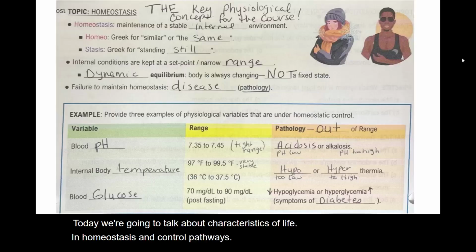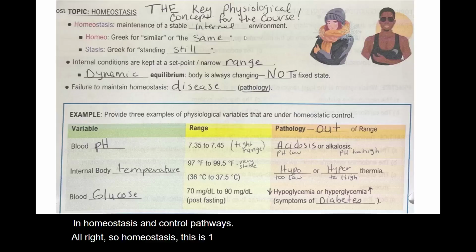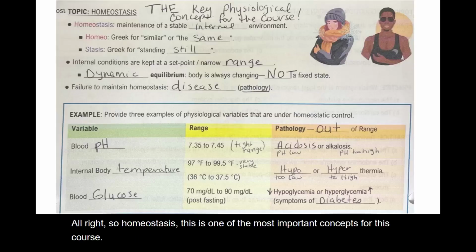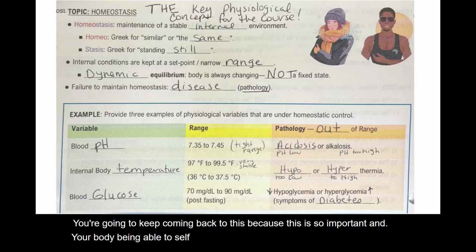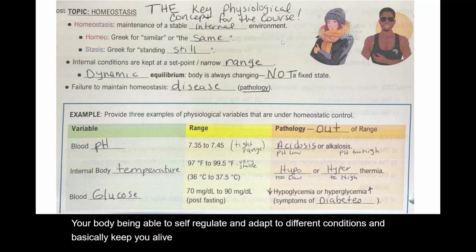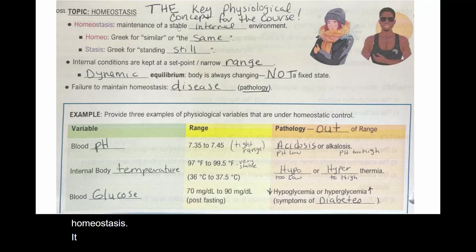All right, so homeostasis. This is one of the most important concepts for this course. You're going to keep coming back to this because this is so important in your body being able to self-regulate and adapt to different conditions and basically keep you alive when chaos breaks out. Okay, so the word homeostasis, it means maintenance of a stable internal environment.